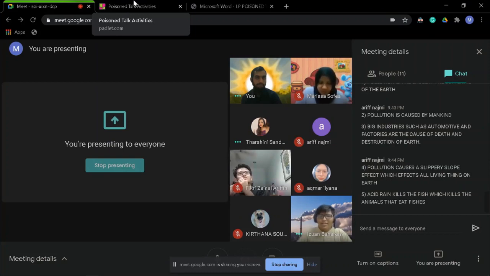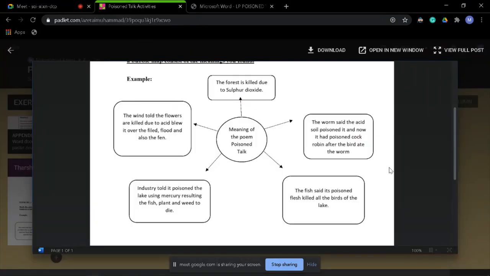So Marisa? Marisa, are you there? You're muted. Sorry, I was muted. So for this one, my partner explained the forest is killed due to sulfur dioxide, and the other one is the wind to the flowers. The third one is the wind: the flowers are killed because the acid blew over the field, flood, and also the fan.